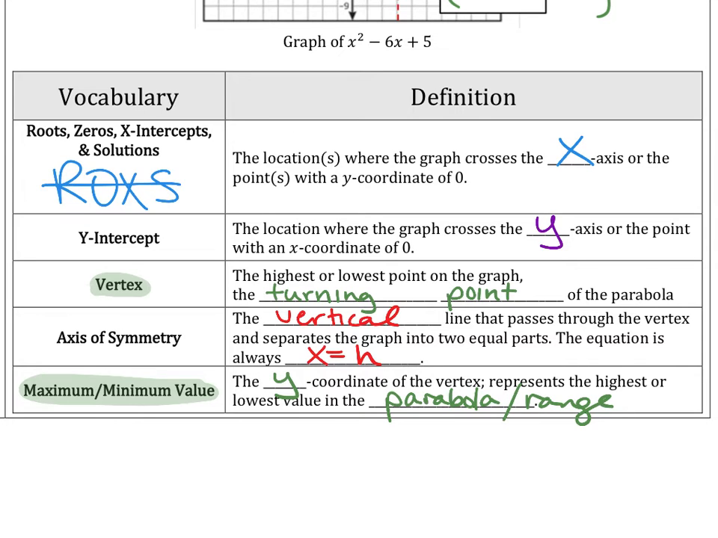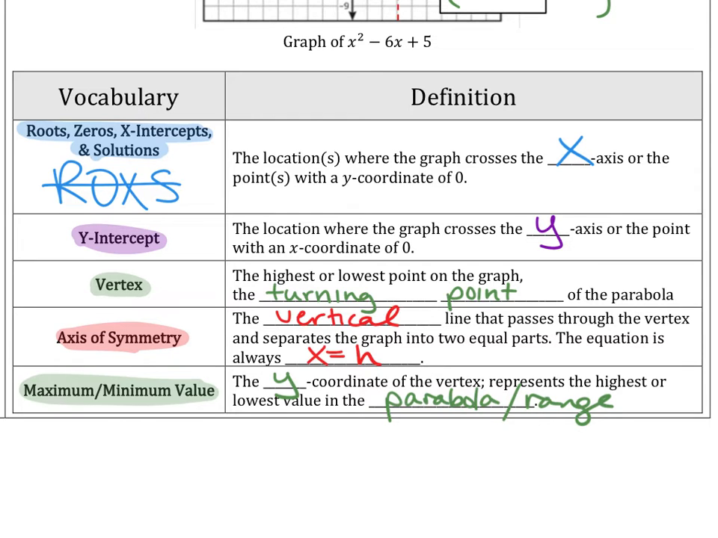Okay, so axis of symmetry is an invisible vertical line that cuts it in half. Y-intercept is where it crosses the y-axis. My ROCKS are where it crosses the x-axis. And my vertex is where it turns. Those are the vocabulary words I expect you to know how to identify after today. Is that cool?